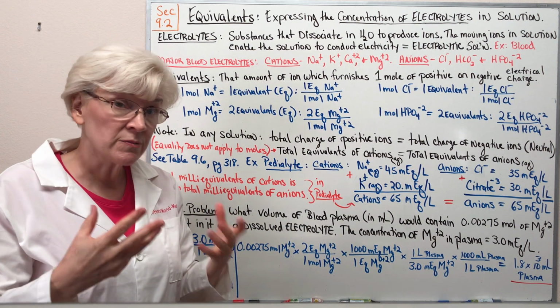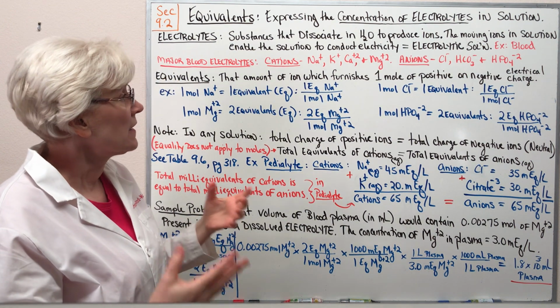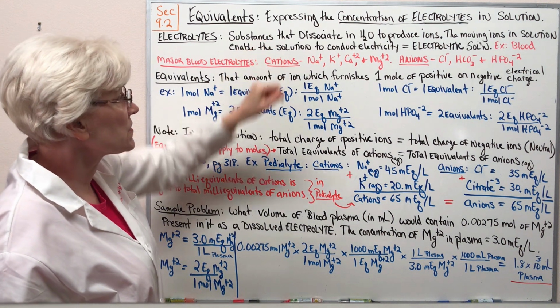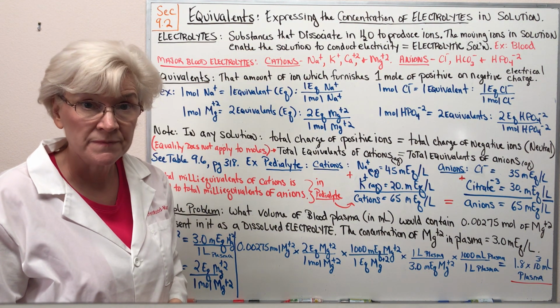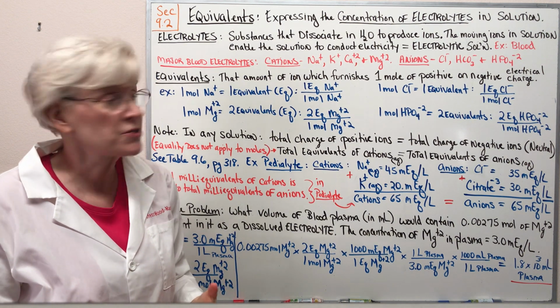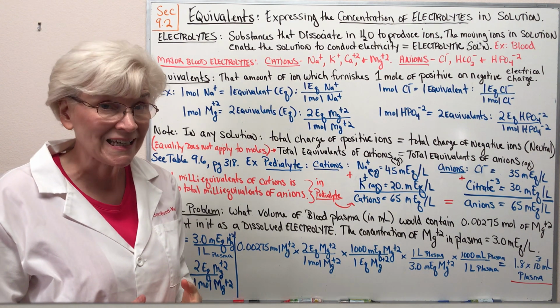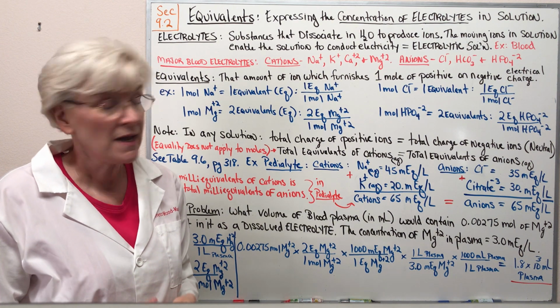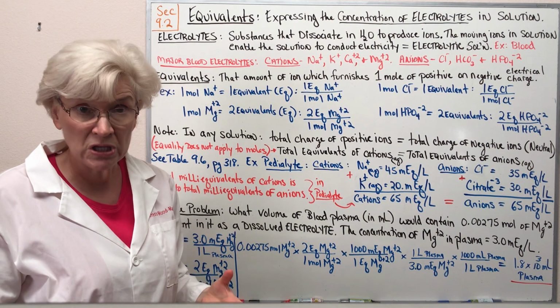These ions are able to move in solution, and the presence of these moving ions in solution enables the solution to conduct electricity. In other words, the solution is referred to as an electrolytic solution. An example of a very important electrolytic solution is blood.